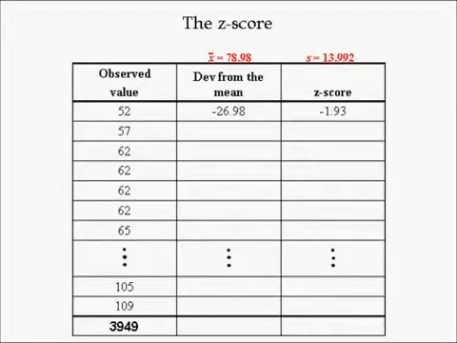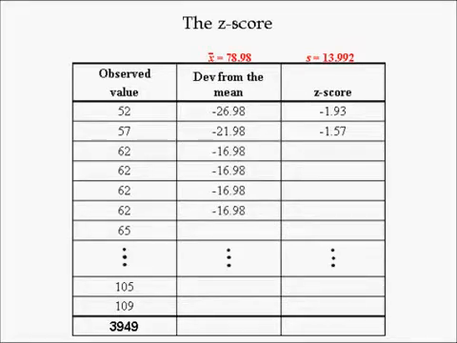Notice that we carried the first deviation from the mean and the first z-score from the previous slide into this table. The second deviation from the sample mean is computed by subtracting the sample mean of $78.98 from the second observation of x, $57. The second deviation from the mean is equal to a negative $21.98. This means the cost of the tune-up parts on the second invoice is $21.98 below average. Dividing the second deviation from the mean by the standard deviation, 13.992, yields a z-score equal to negative 1.57. Hence, $57 is 1.57 standard deviations below the mean.